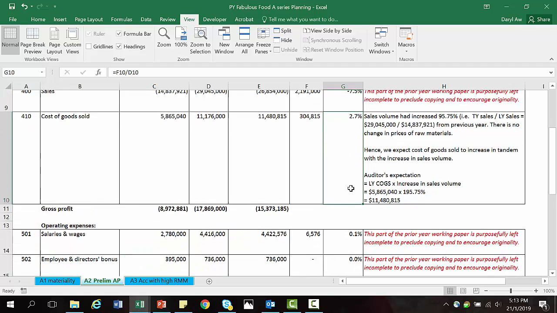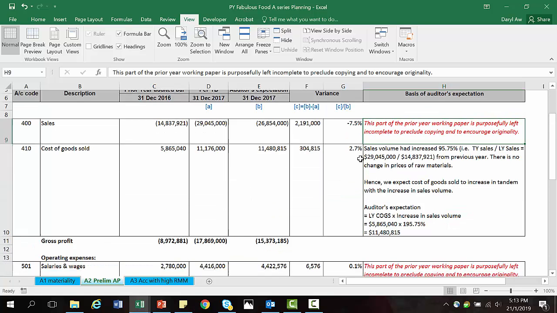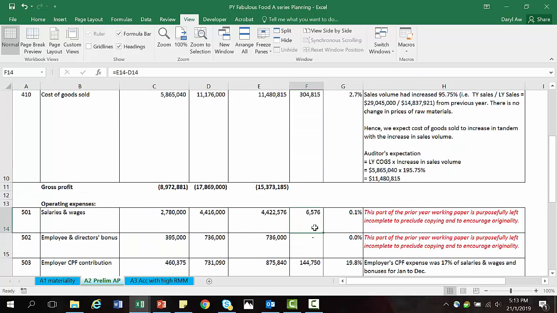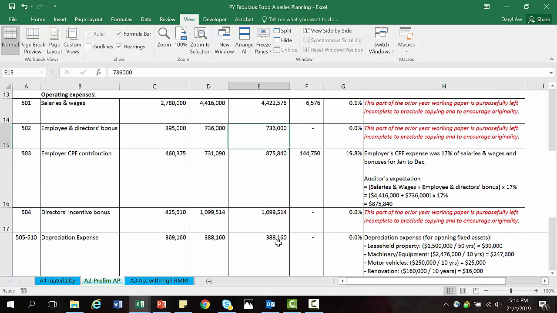So you will do the same for all the different accounts. So for sales, for assets, salaries and wages, employee and director bonus, based on your understanding of the business, based on all the facts and figures given to you, what do you expect your auditor's expectations to be? So you need to document clearly what is the rationale for your expectation and how you get the calculations for this current year's figures. So let me give you an example.